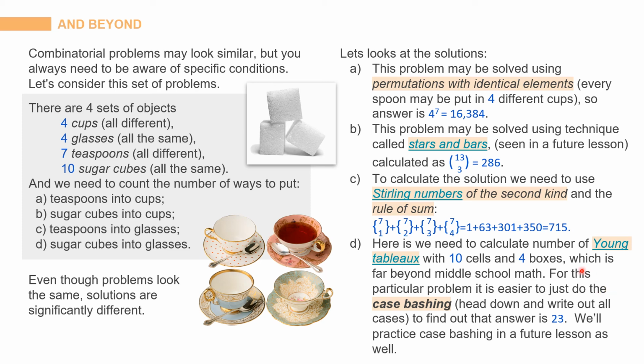If this was a very large number, we'd have to use something called a Young tableau, which is well beyond anything you would experience in a middle school math contest. But if it's a simple enough problem, you can break it down into all the distinct cases. So when you do this kind of brute force, breaking it into all the cases, that technique is called case bashing. Put your head down and write out all the instances, and you could find out the answer is 23. And we'll practice case bashing in a future lesson as well.